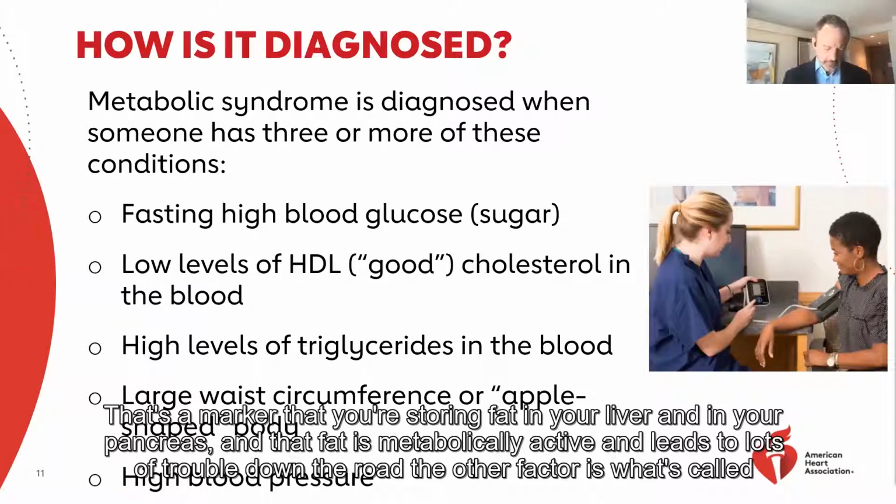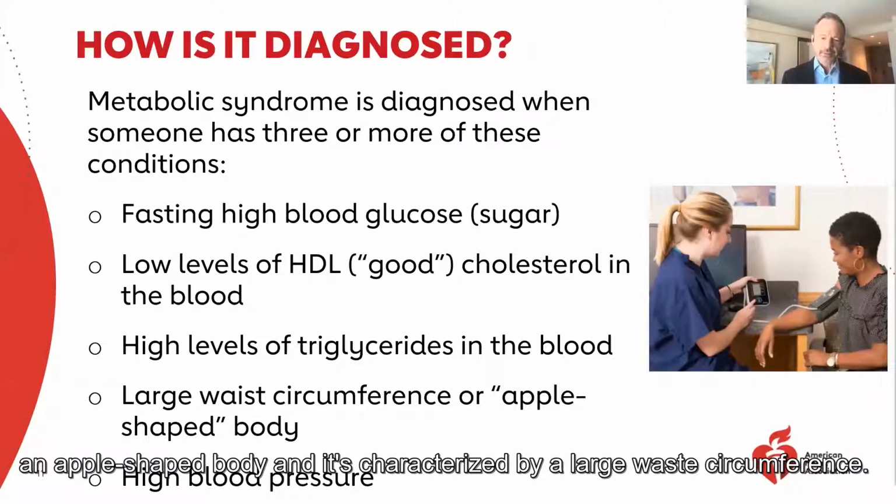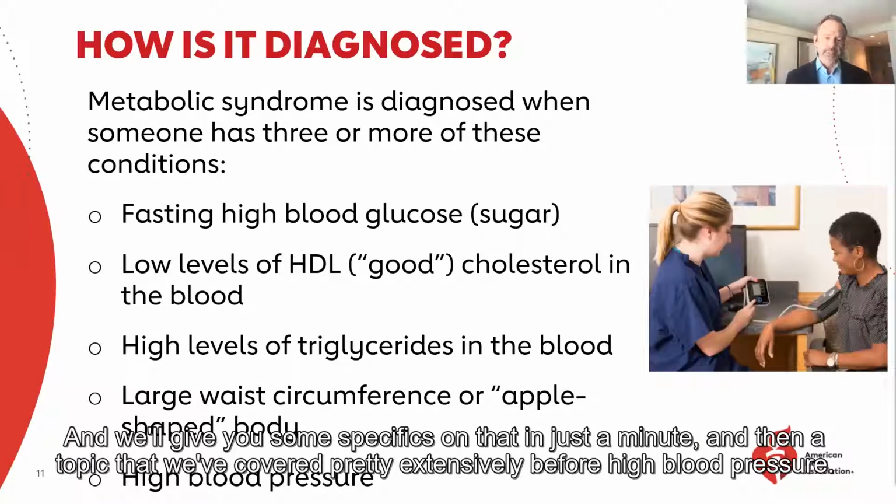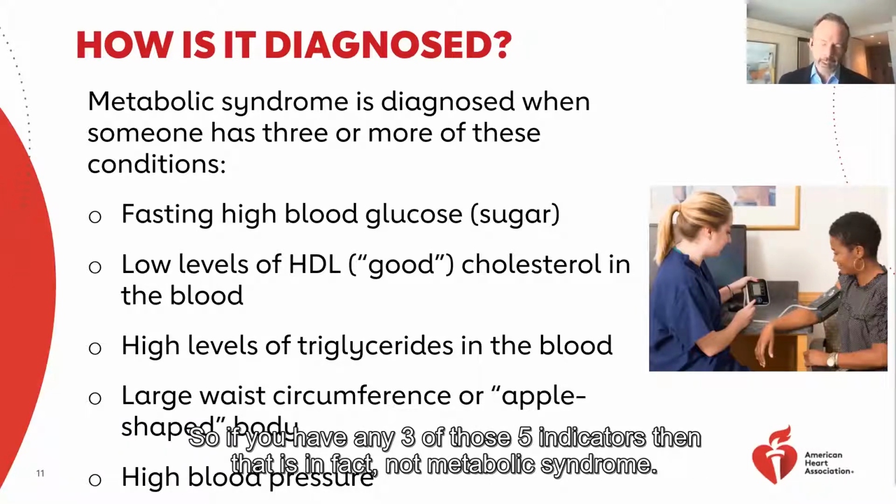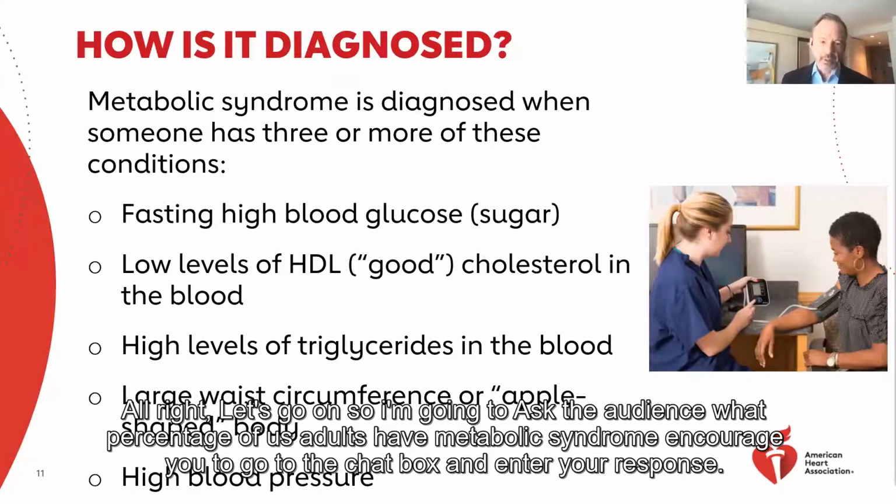The other factor is what's called an apple-shaped body. And it's characterized by a large waist circumference. And we'll give you some specifics on that in just a minute. And then a topic that we've covered pretty extensively before, high blood pressure. So if you have any 3 of those 5 indicators, then that is, in fact, metabolic syndrome. All right, let's go on.